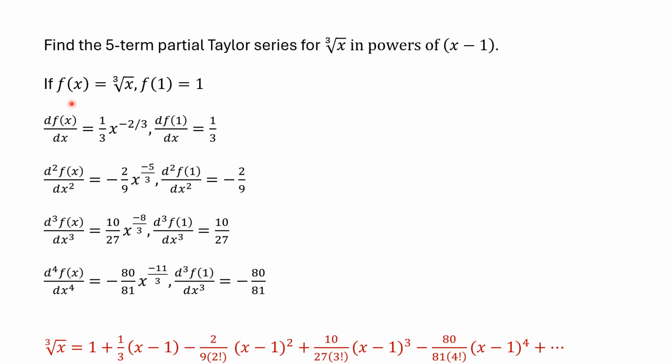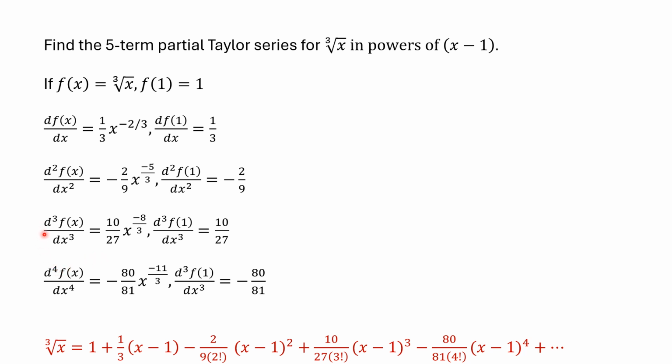So f of x is the cube root of x, which means f of 1 is 1. The first derivative is 1/3 x to the negative 2/3. And if we evaluate this at x equals 1, we get 1/3. The second derivative is negative 2/3 times 1/3, or negative 2/9, x to the negative 5/3. And if we evaluate that at 1, we get negative 2/9.